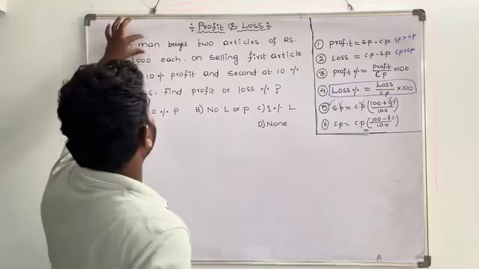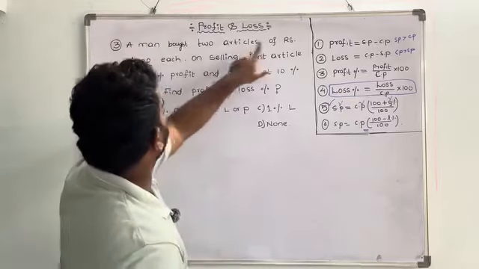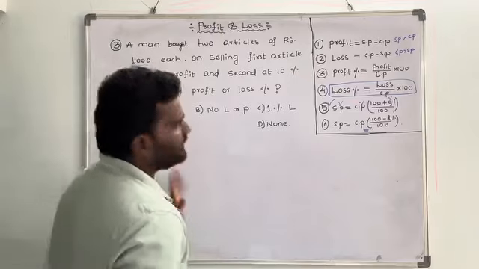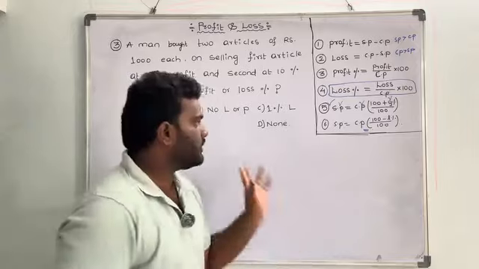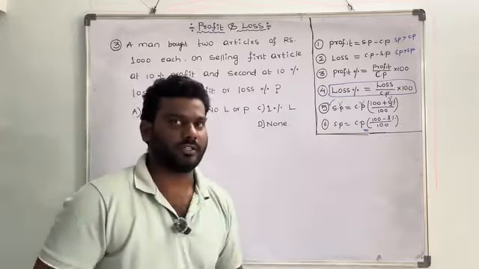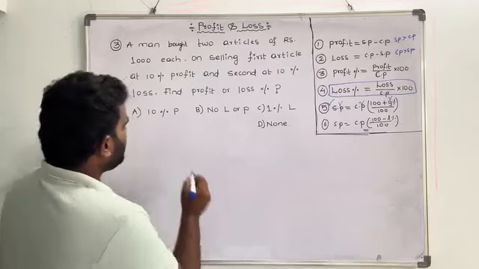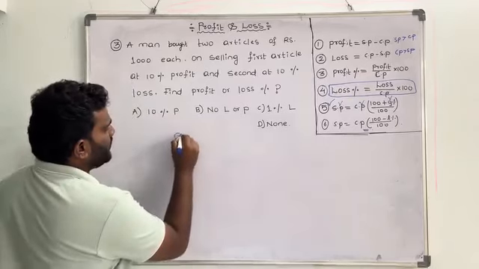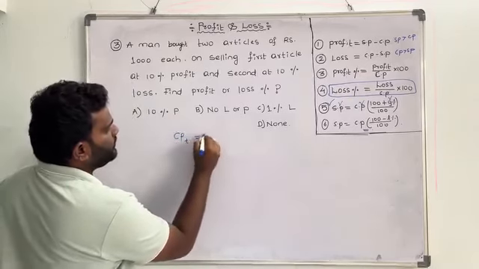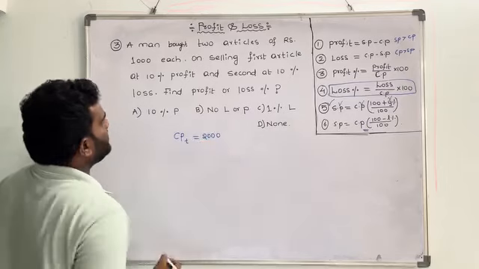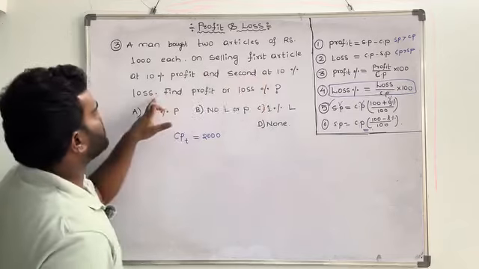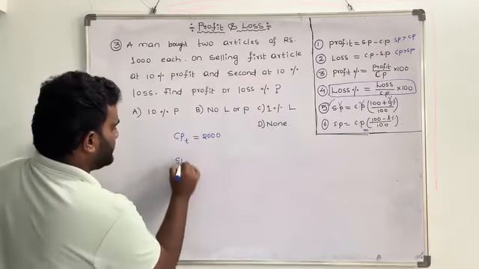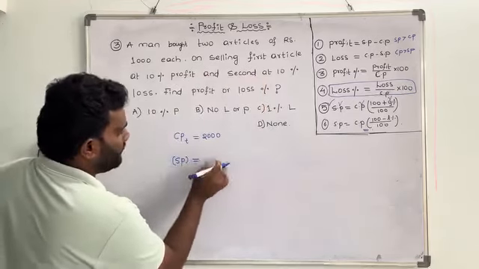Simply, the man bought two articles of rupees 1,000 each, so the total cost price is 2,000, correct? So now if you observe, the total cost price is equal to 2,000. Okay, next, 10% profit on the first article and 10% loss on the second article.